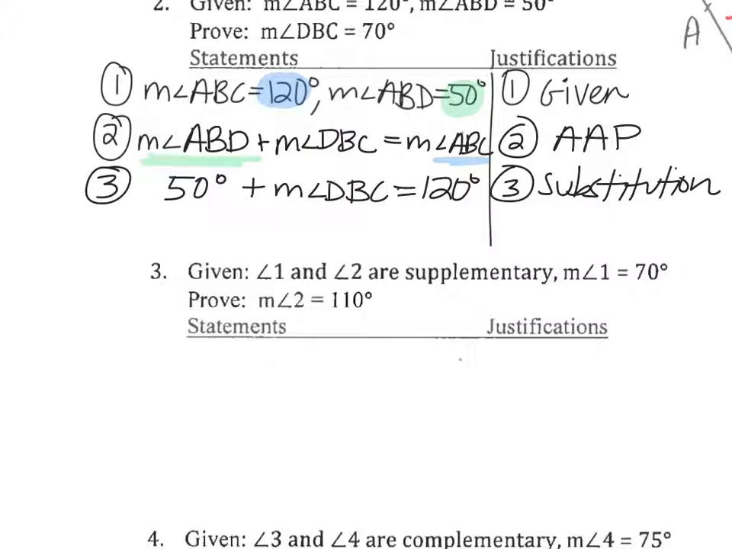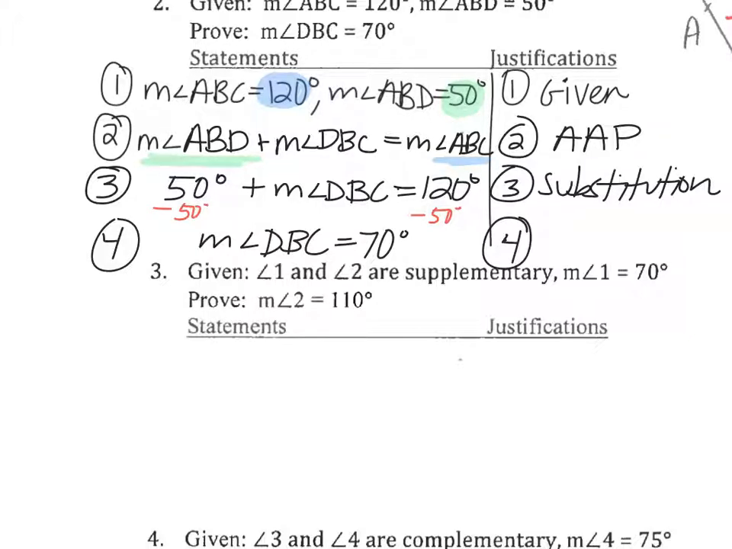You know that it's equal to that. How can we get DBC to be 70? Subtract the 50. So final one, measure of angle DBC equals 70 degrees. Did we prove what we were supposed to prove? Yes. Why are we allowed to say it now? What was the reason? Subtraction property of equality. Those are the only two we're going to do today.